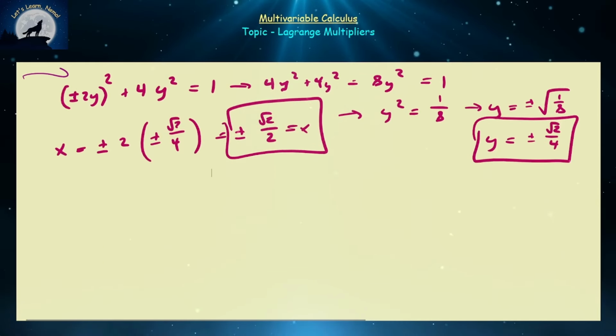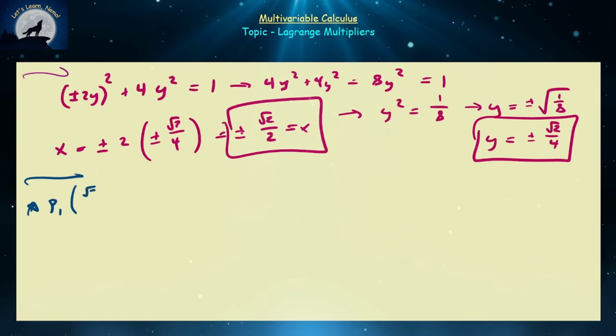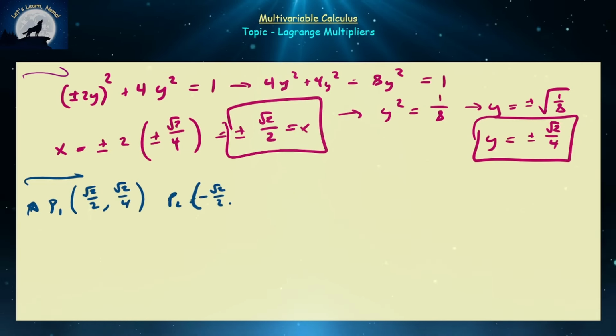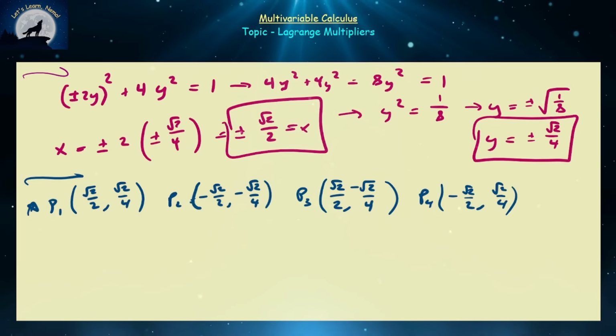so we're going to have 4 points of interest. So our points are going to be point 1, the both positive version, and then we're going to have the both negative version, and then we're going to have the one positive, one negative, so let's do root 2 over 2, root 2 over 4 negative, and point 4 will be minus root 2 over 2, positive root 2 over 4.